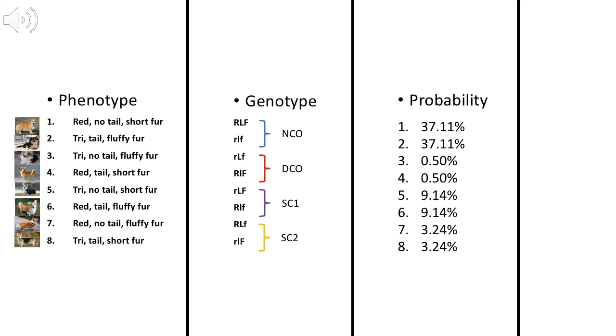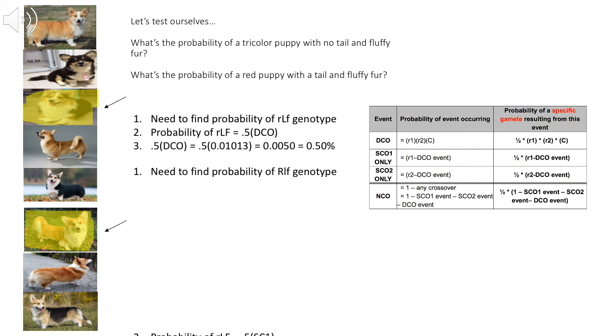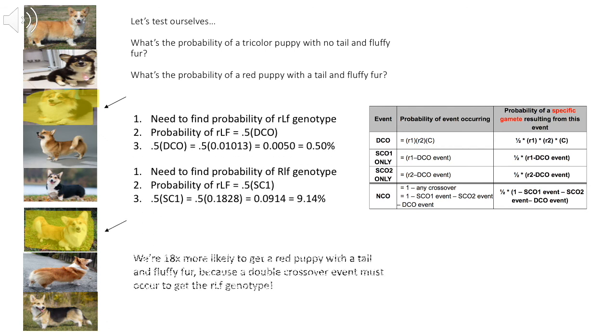Alright, so let's do a little test and say what's the probability of getting a tricolored puppy with no tail and fluffy fur. So first, we need to figure out the genotype, which is going to be little r, big L, little f. Then we need to figure out the probability of getting that phenotype. And the probability, as it turns out, is 1/2 of the probability of getting a double crossover. And the reason that it's 1/2 is because the other scenario in which a double crossover happens, we aren't going to get little r, big L, little f. We are going to get big R, little L, big F. So to account for that, we need to divide our double crossover number by 2.